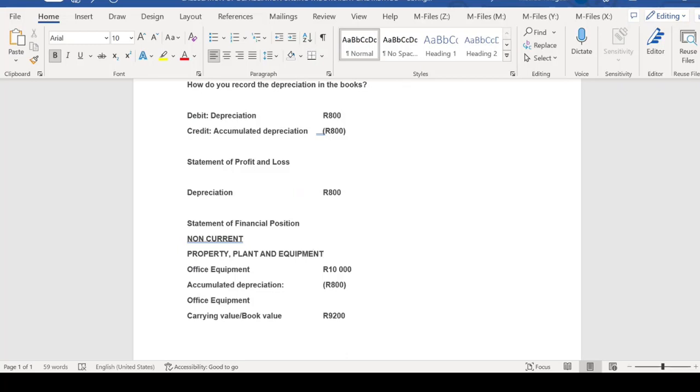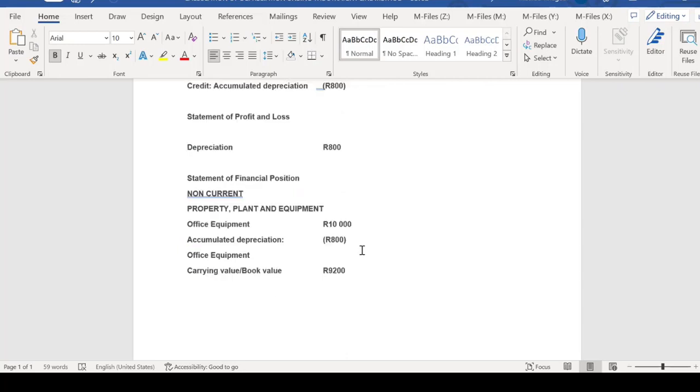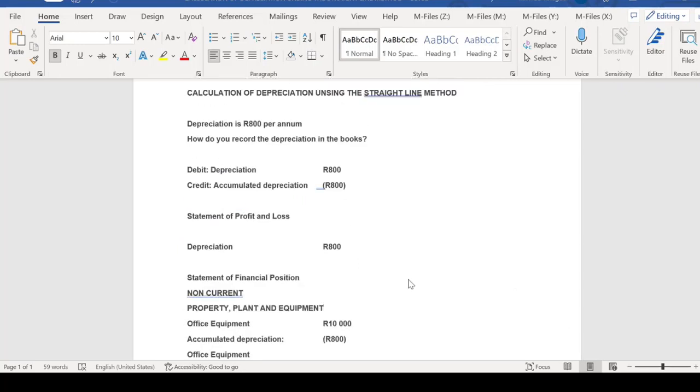Normally in a practical company, a company will have something called an asset register. There will be an asset register that a company keeps to keep a record of the depreciation. So let's do the reducing balance.